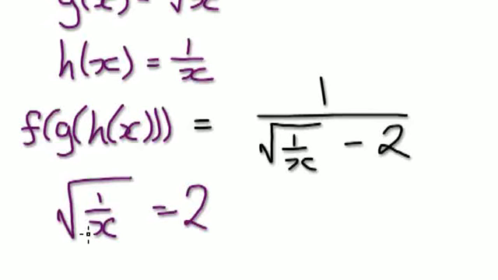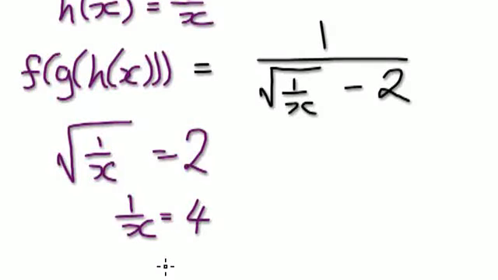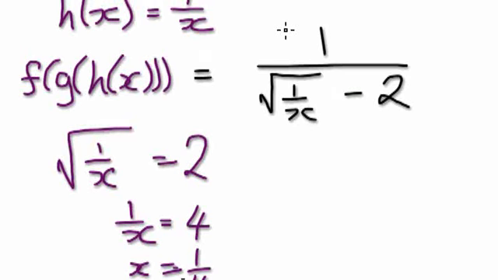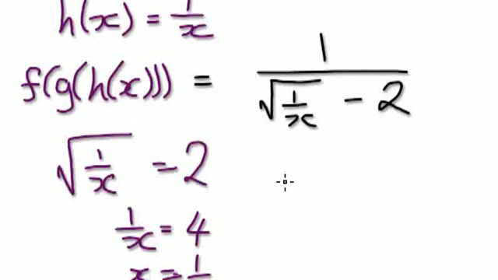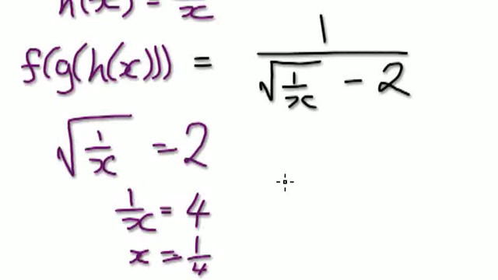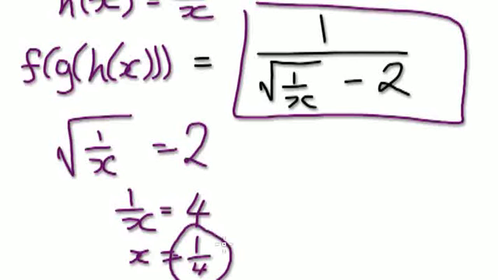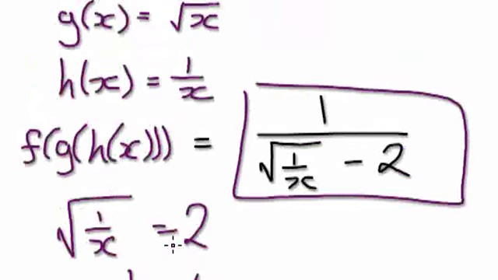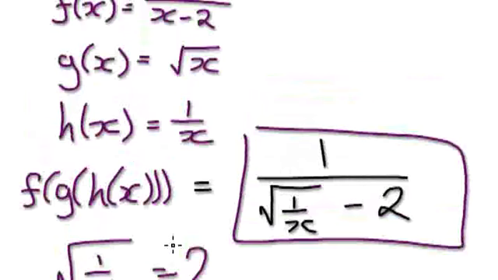So try and solve this equation here. Square both sides, so that will be 4 equals this, and then take the reciprocal of both sides. So x here equals a quarter. So this whole thing breaks down when x equals a quarter. Apart from that, everything's alright. So remember, this thing here breaks down when you try and put a quarter into the x. So it breaks down when you put a quarter into there.